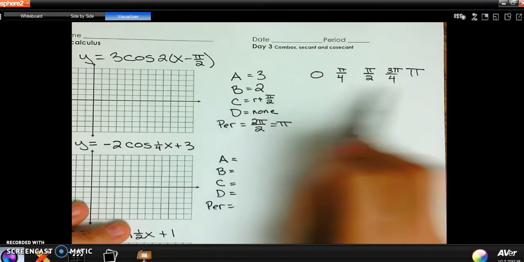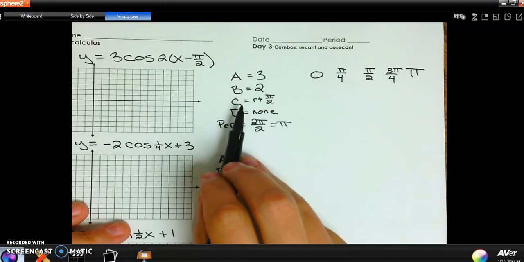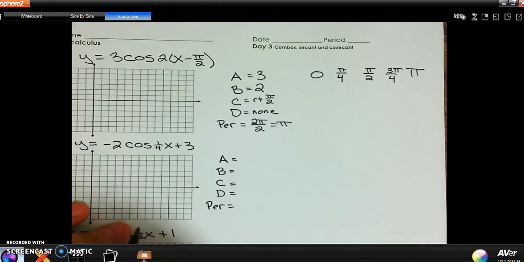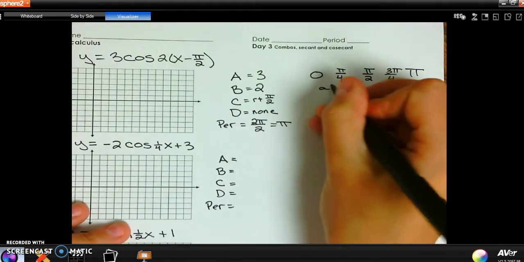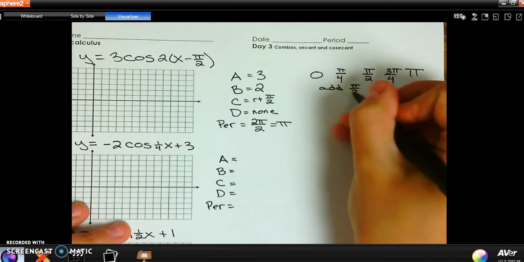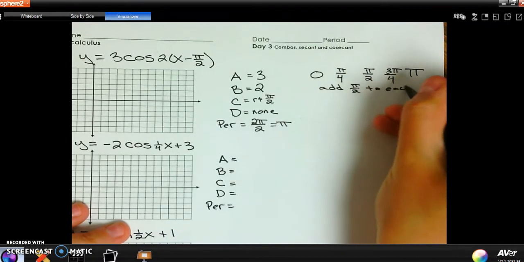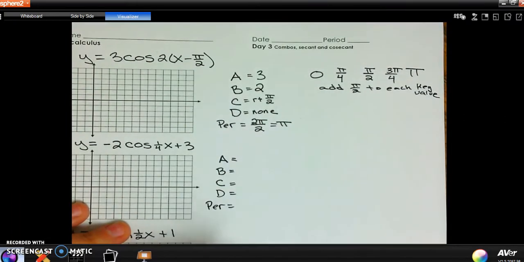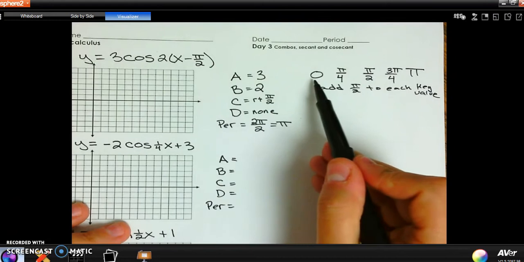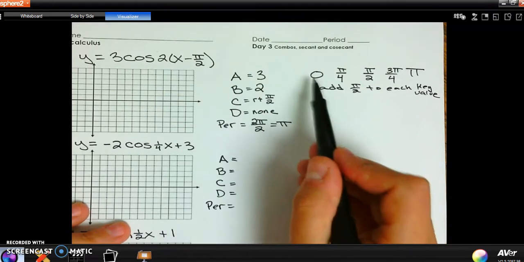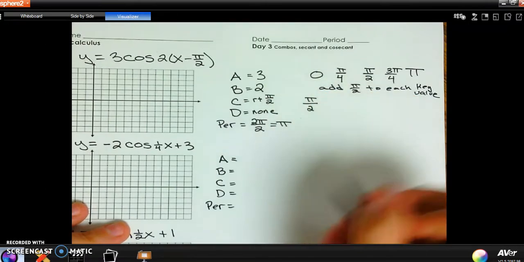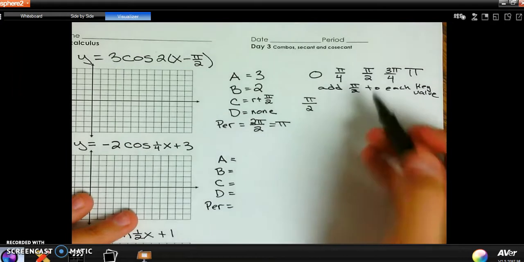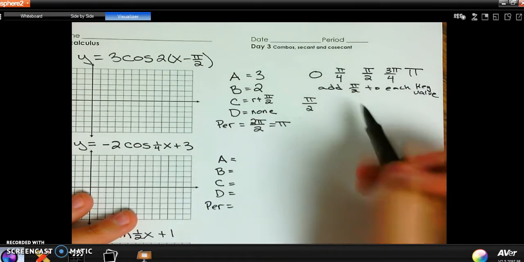So those would have been my key values, except for there's now also this c value to deal with. So because there's a c value that's moving everything to the right by pi over 2, that means that I need to add pi over 2 to each key value. Okay, to each key value. Can you see that? Okay, so instead of being at 0, because I'm now shifting it to the right, I add pi over 2. So 0 plus pi over 2 is pi over 2. Okay. Now the other one that's easy to add to is pi over 2, because pi over 2 plus pi over 2 is pi.